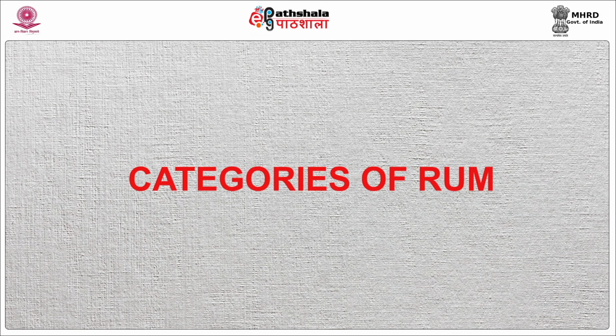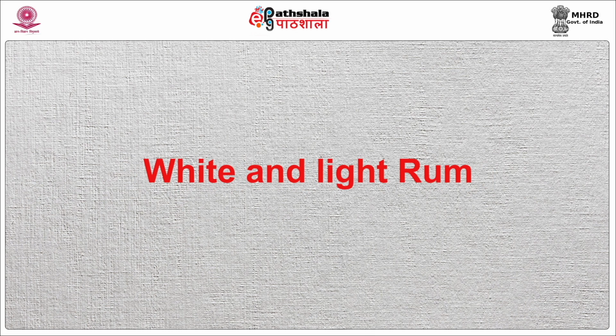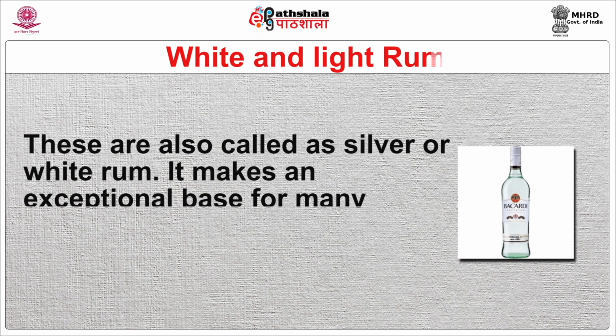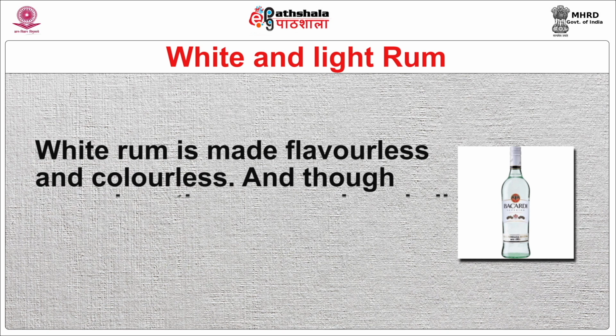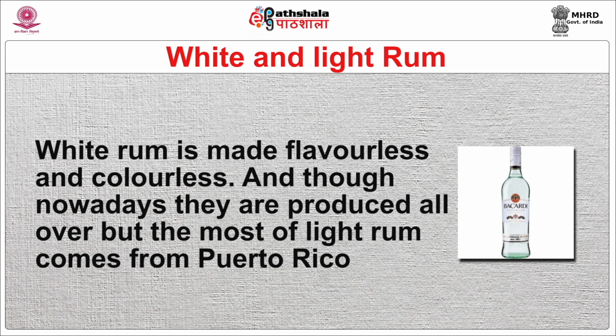Now we'll move to the other section, that is categories of rum. The first category of rum is white and light rum. These are also called silver or white. It makes an exceptional base for many cocktails and is seldom drunk straight. White rum is made flavorless and colorless, and though nowadays they are produced all over the world, most of the light rum comes from Puerto Rico.